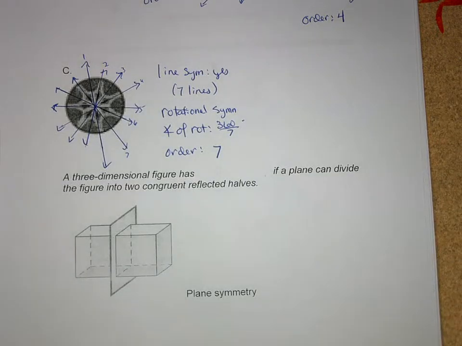All right, guys, now next thing is, what if we have three-dimensional figures? What if we are talking about geometric solids? What are we going to do next with them? Well, with geometric solids, we still have symmetry with things.